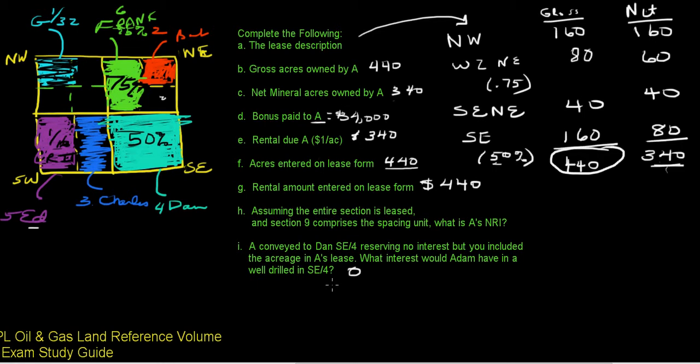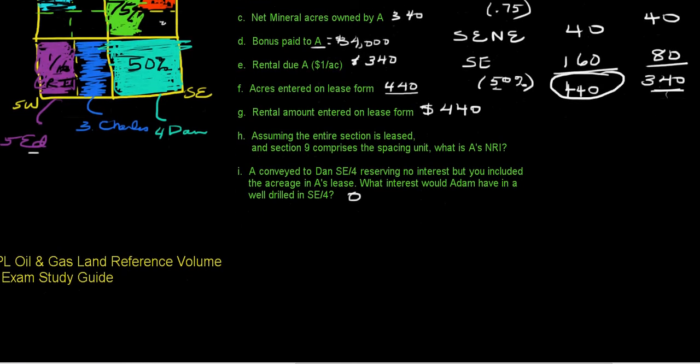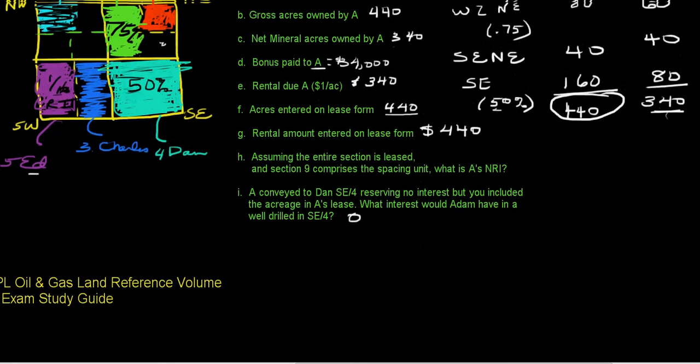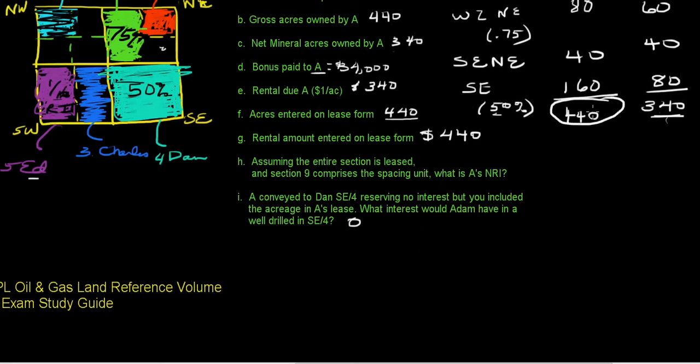So now let's do the calculation for what A's net revenue interest is. Now the book will show you two ways to do this. This is how I always do my net mineral acre calculations. First thing I do is I take the 340 net acres and I'm going to divide that by the spacing unit, which is 640, times the royalty in the lease. So in this case, the royalty is a 1/8 interest, or a 0.125.